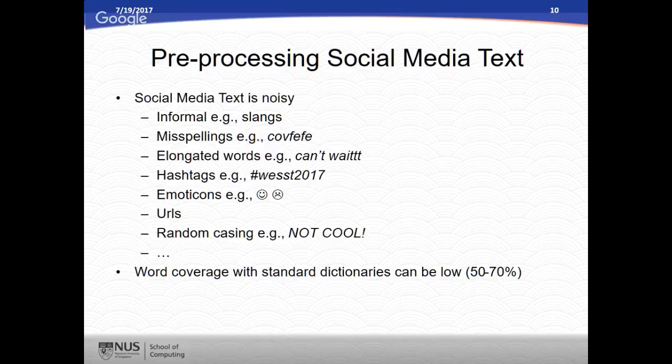The interesting part is if you take any normal dictionary, then the coverage would be very low. For example, in the previous talk, they talked about word2vec, right? If you use word2vec or GloVe embeddings directly, then you find the coverage is very low, around 50 to 70%. So many of the words are not there in word2vec and GloVe. So how to deal with that?